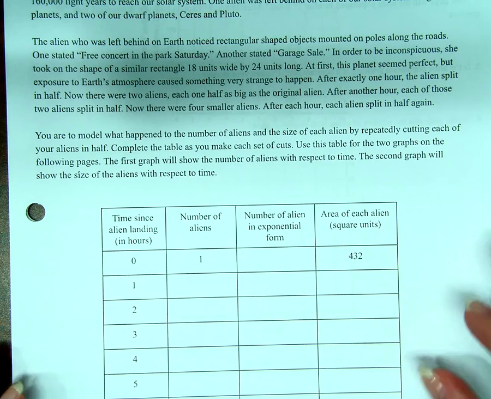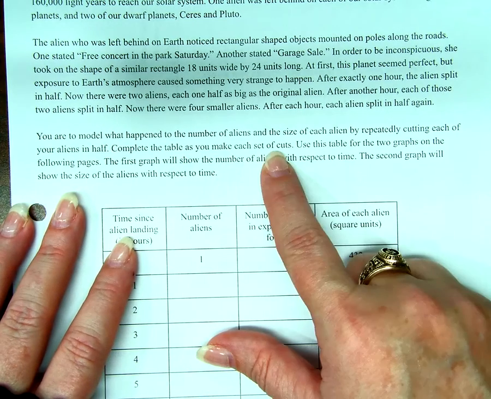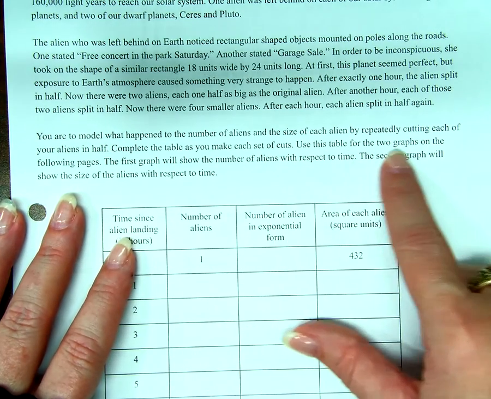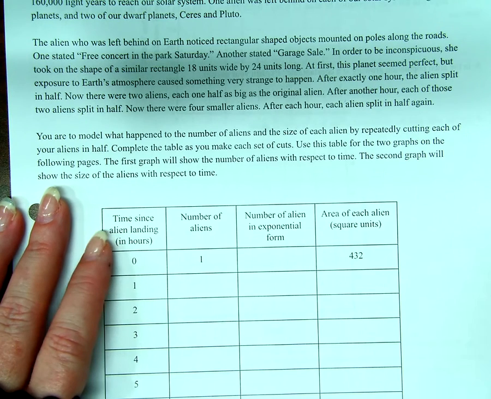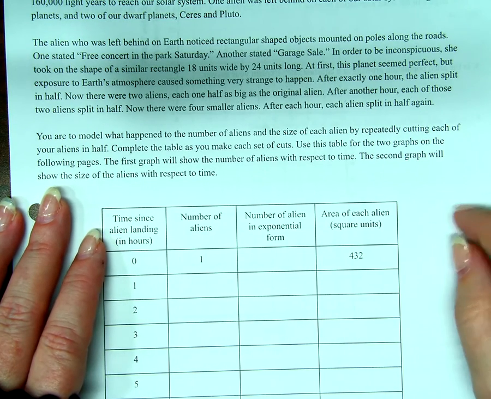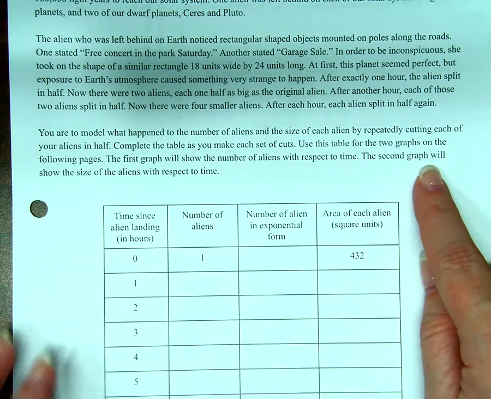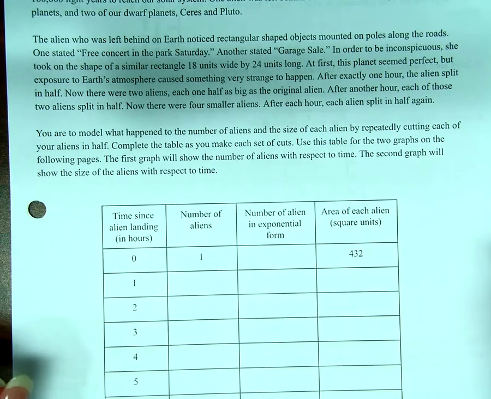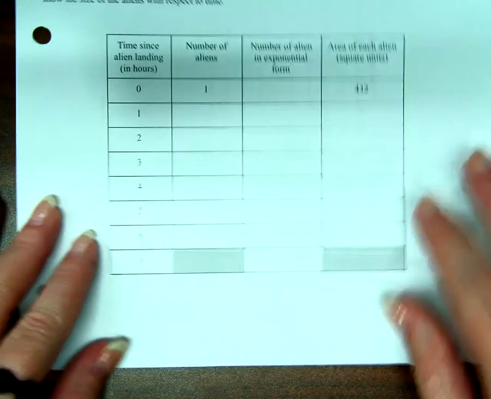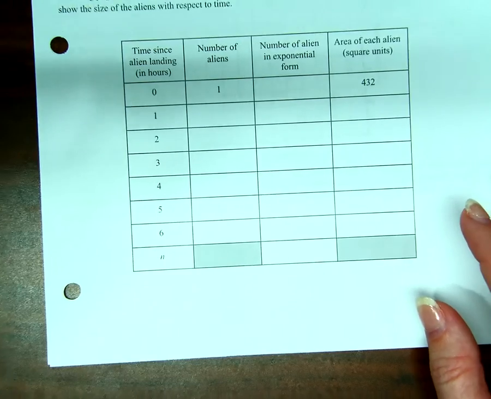Or most of us. Okay, complete the table as you make each set of cuts. Use this table for the 2 graphs on the following pages. The first graph will show the number of aliens with respect to time, and the second graph will show the size of the aliens with respect to time. Okay? So here's what we're going to do. I'm going to zoom out so you can see a little bit easier.